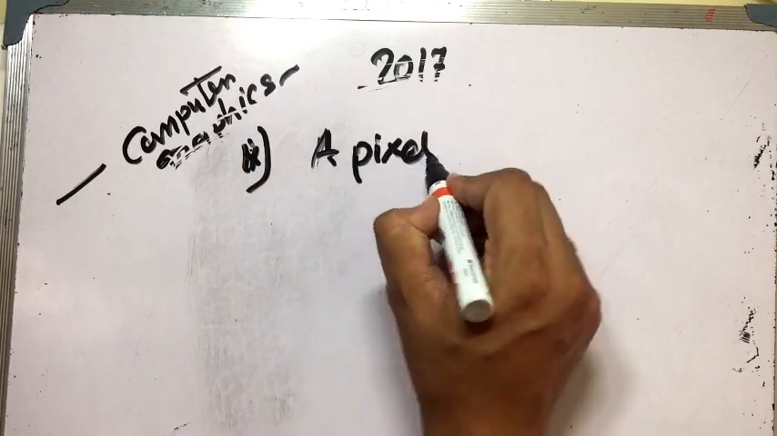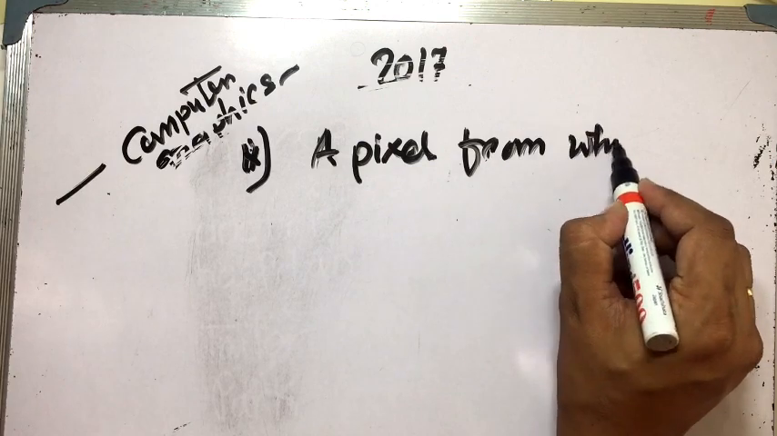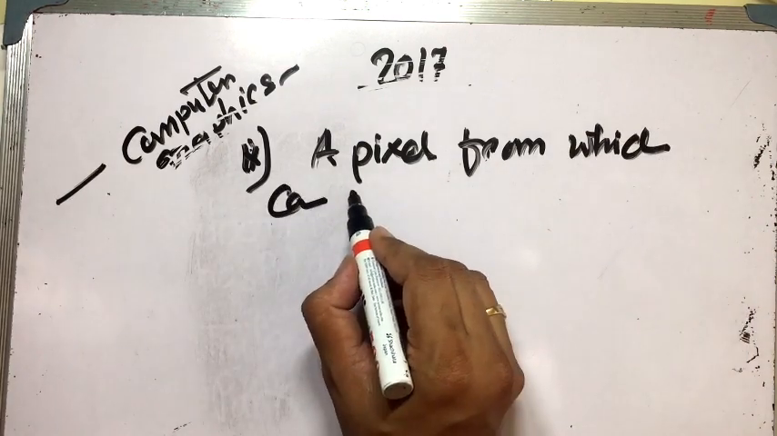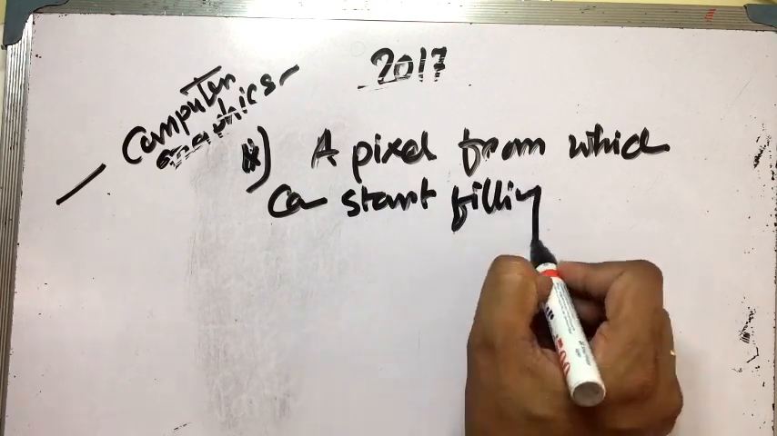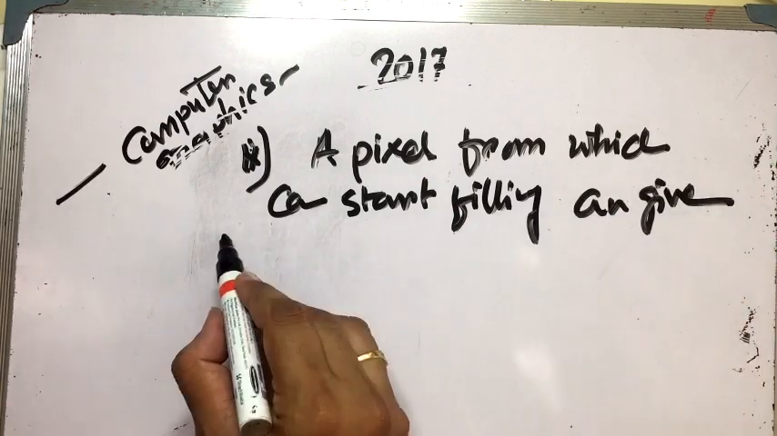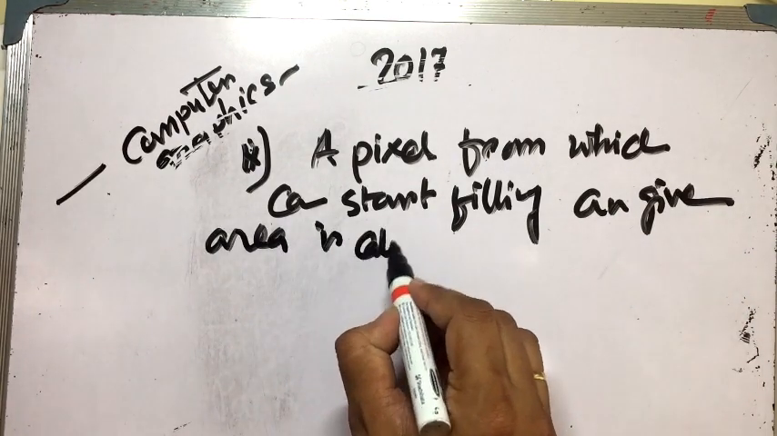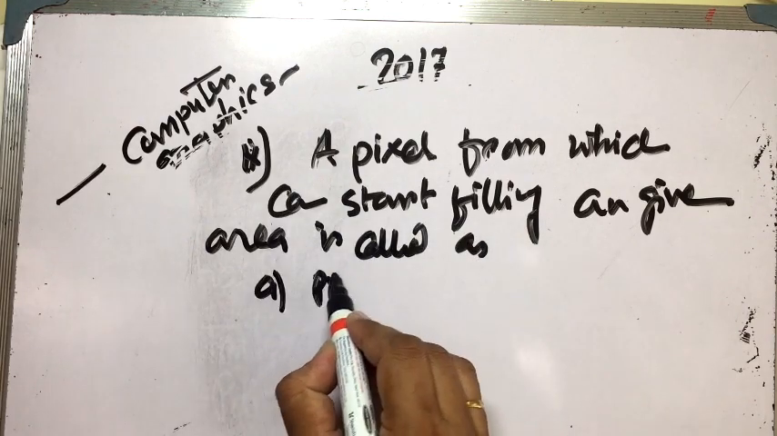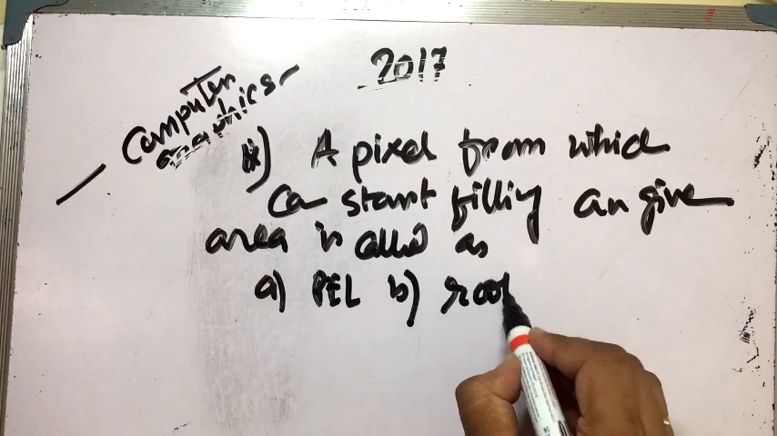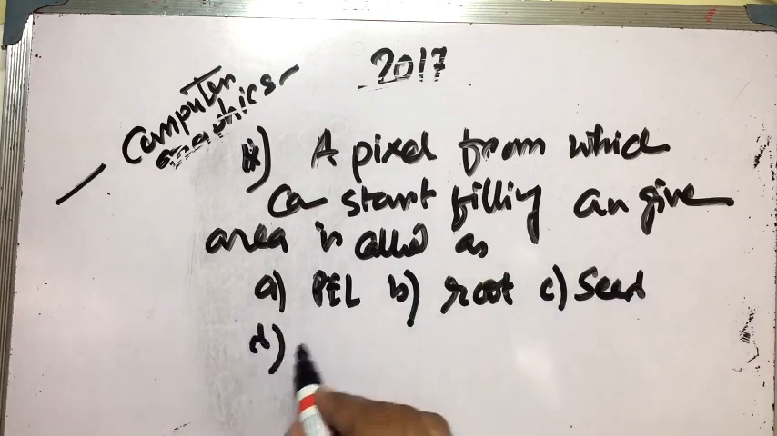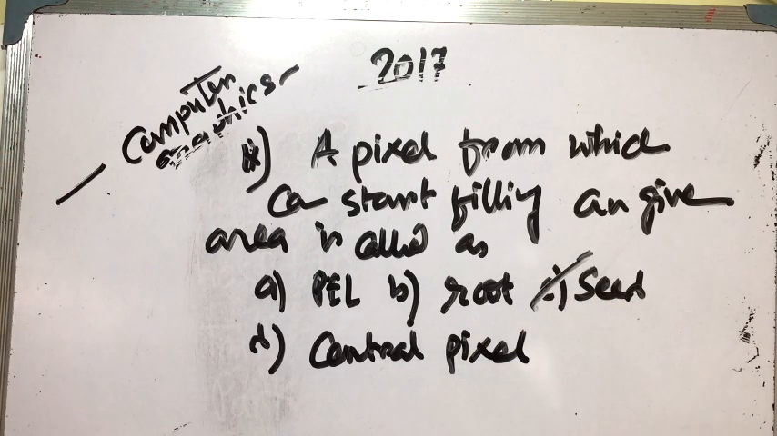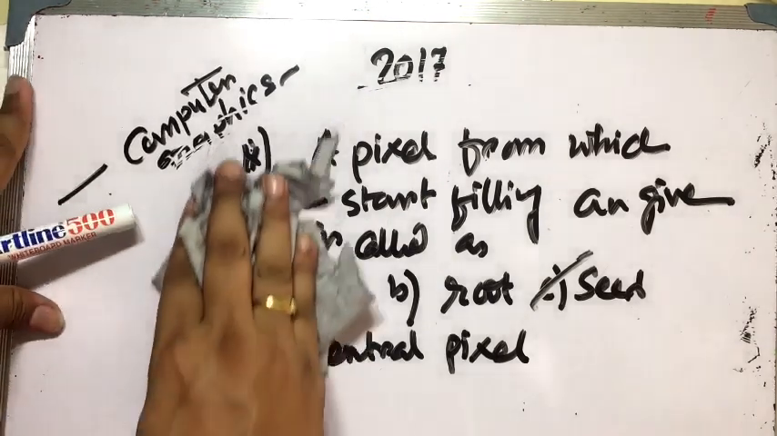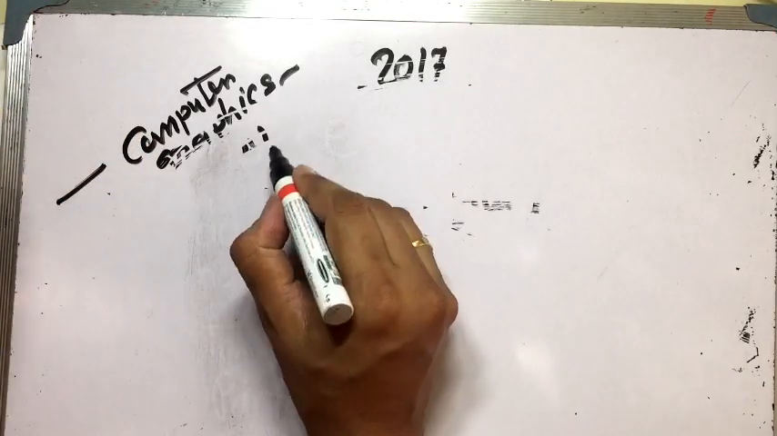Question number 9. A pixel from which we can start filling a given area is called: option A pale, option B root, option C seed, option D central pixel. The answer is seed. The pixel from which we can start filling the given area is known as the seed. That was question number 9.